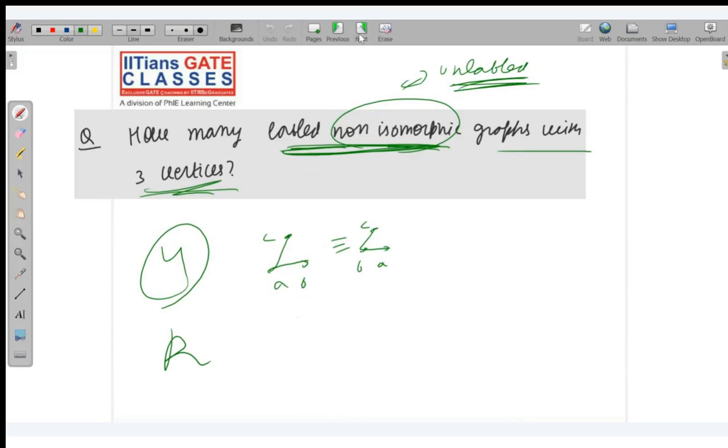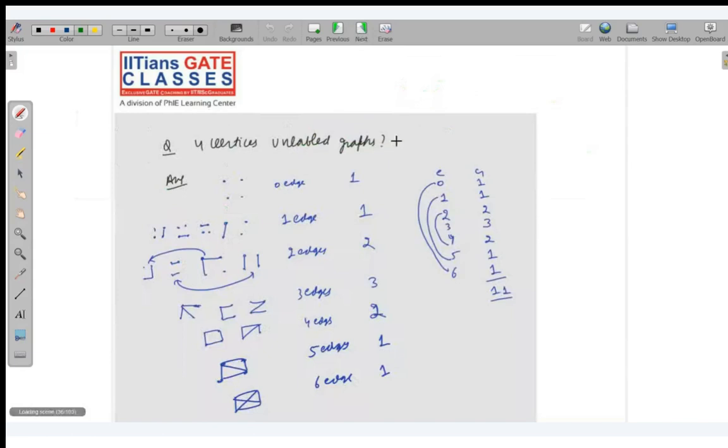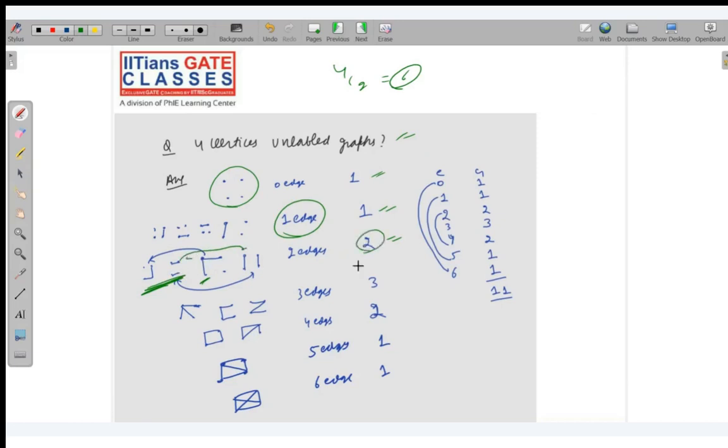Done? Okay, so 4 vertices, unlabeled graph. Same scenario, 0 edge, 1. With 4 vertices, how many edges can we take? 4C2, that means 6 edges. So from 0 to 6, I will do it. For 1 edge, only 1, all these are same. For 2 edges, only 2. Why? Because you might say these are different, but this and this are same only, and this and this are same only. No need to worry. So only 2 we have got.